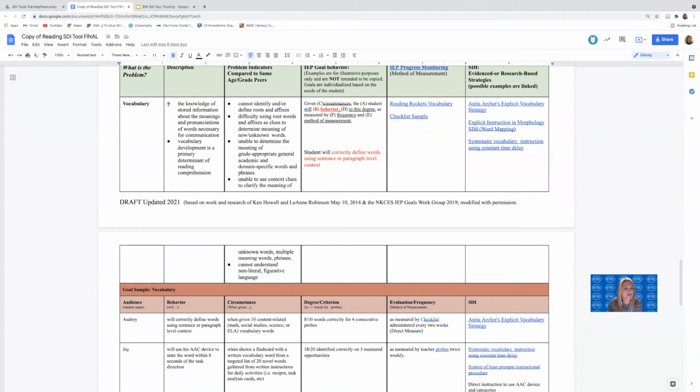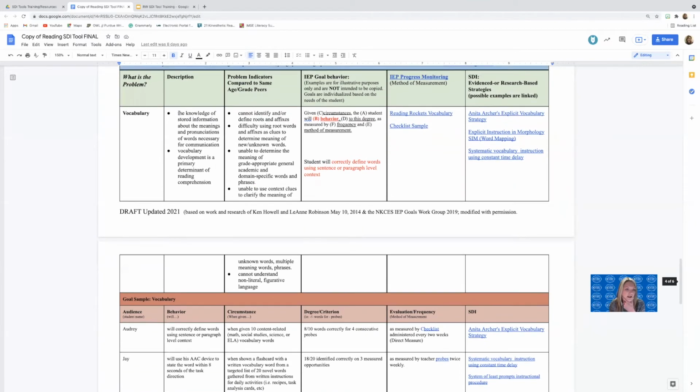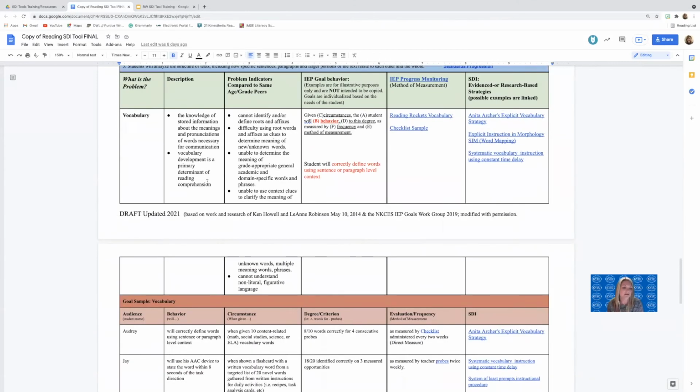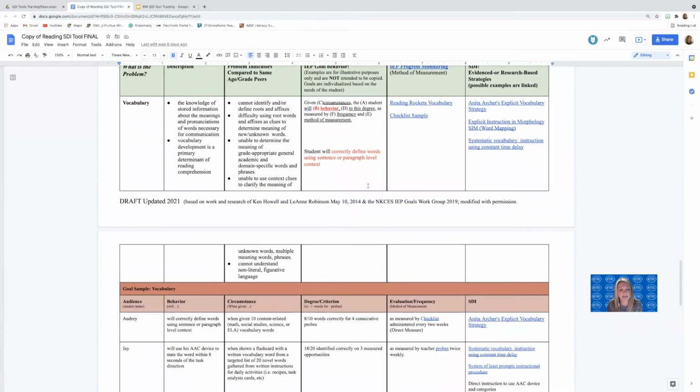Okay, so now a description of vocabulary. It would be the knowledge of stored information about meanings and pronunciations of words. Vocabulary development is a primary determinant of reading comprehension. So let's look at vocabulary. If a student was having difficulty with reading comprehension, I would look at vocabulary first. It may or may not be the problem, but I would look at that one first before I would go into something else.